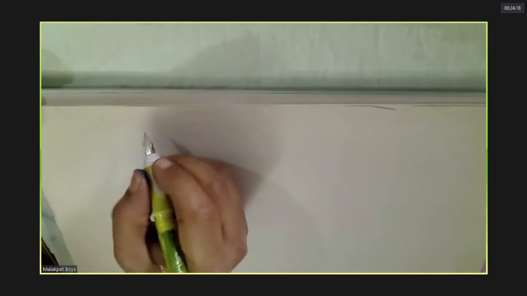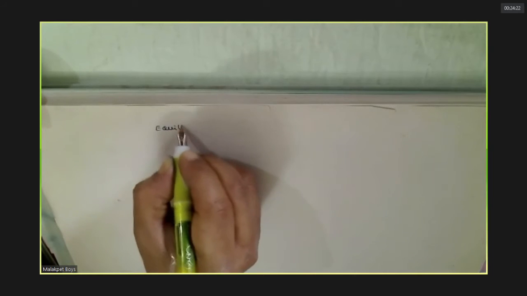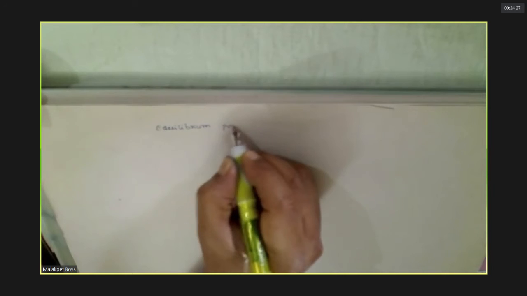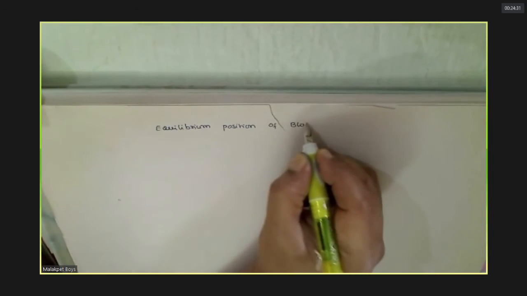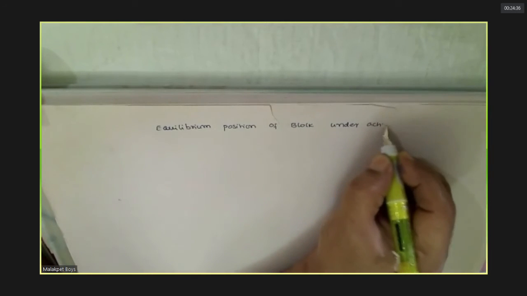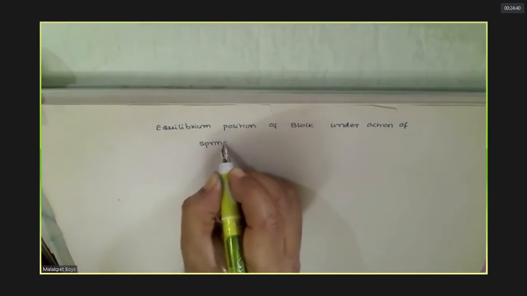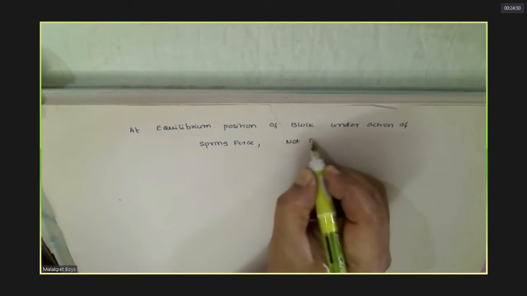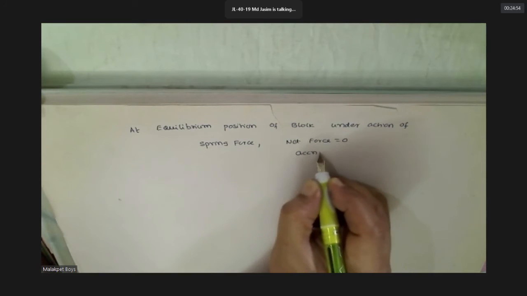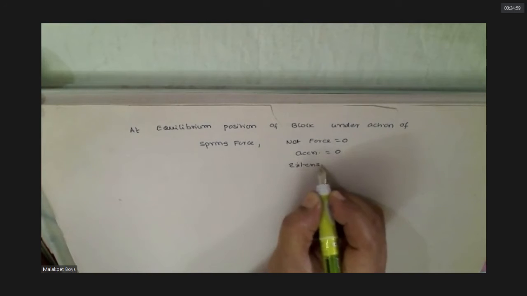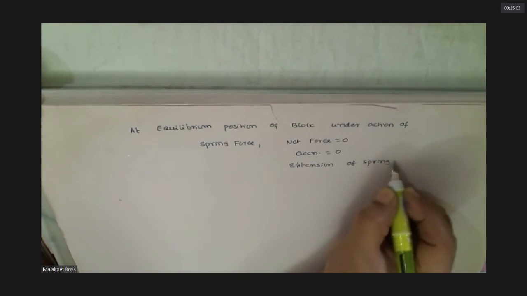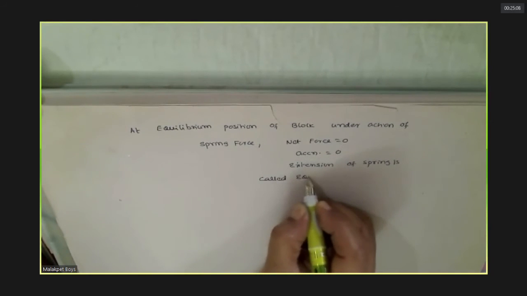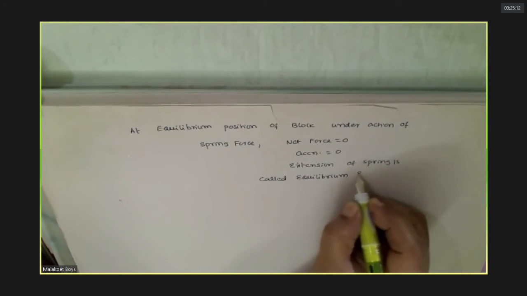Right. So remember two important things we need from all this discussion: the equilibrium position of the block under the action of what? Under spring force. What will happen? The block is at equilibrium, so net force is zero, acceleration is zero. What is this called? Equilibrium extension.